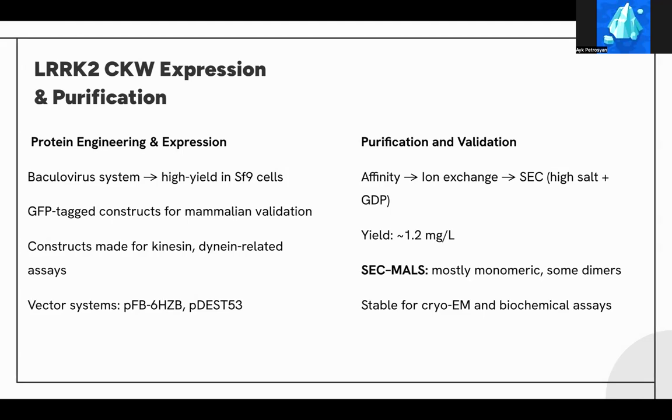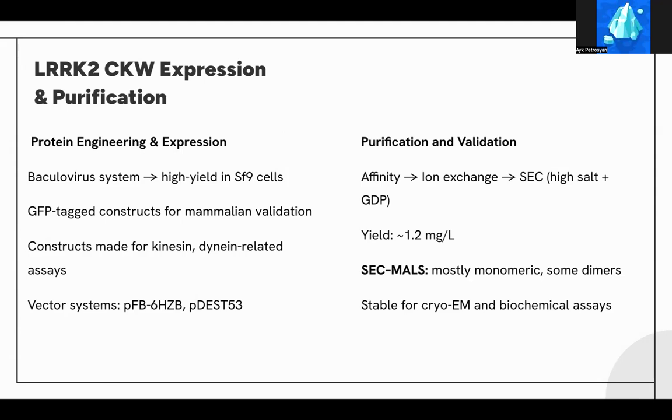They used PCR to amplify the DNA, then inserted it into the pFB6HZB vector through ligation-independent cloning. And bacmid DNA was generated using the Bac-to-Bac system. For experiments in mammalian cells, they used the pDES53 vector to express both wild type and the Parkinson's associated I2020T mutant tagged with GFP. To support the downstream assays, additional constructs were prepared for proteins like kinesin and dynein used in motility experiments.